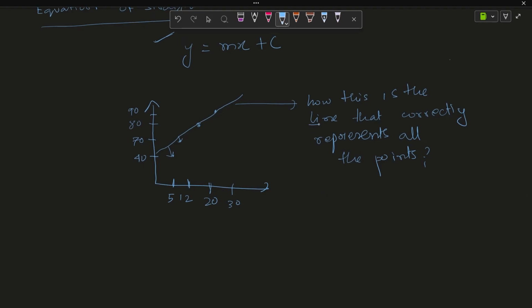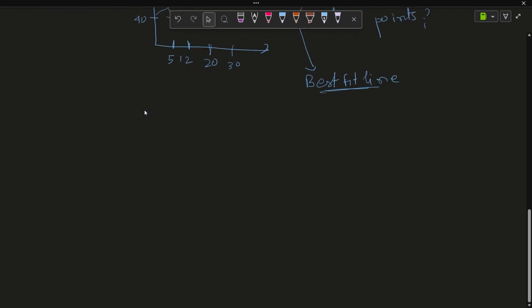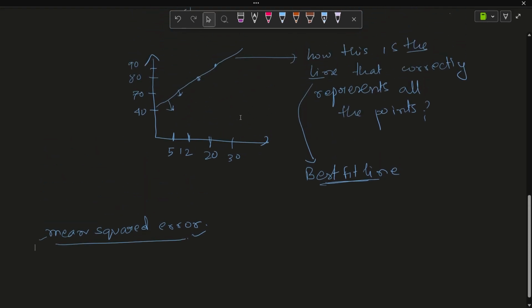And the line that correctly represents them is known as the best fit line. All right. How can you say that? So here comes something into the picture, that is mean squared error. Mean squared error. What is mean squared error? It is a distance. For example, this is a line, and these are all the actual points. So what is the mean squared error?